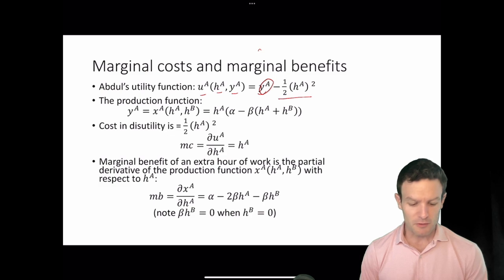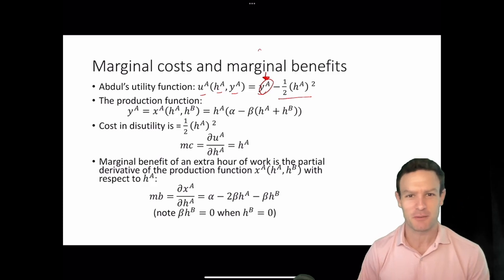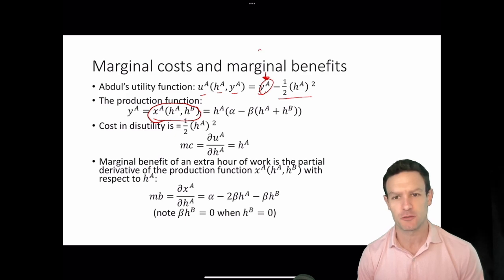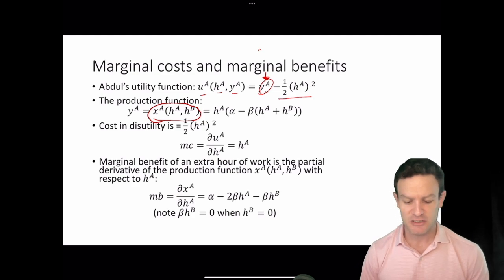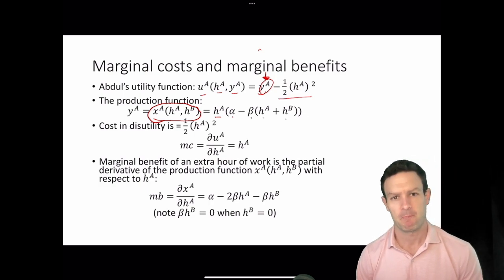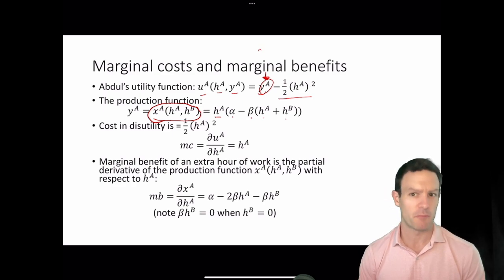So the production function, in terms of how he actually gets the fish to consume in the first place, is equal to some output of fish, x superscript a, as a function of his hours of fishing and Bridget's hours of fishing. And that's equal to the hours he spends fishing multiplied by alpha minus beta times HA plus HB. Okay, so what do we have to do now? We're going to have to think about two different things. We're going to have to think about his marginal costs and his marginal benefits.